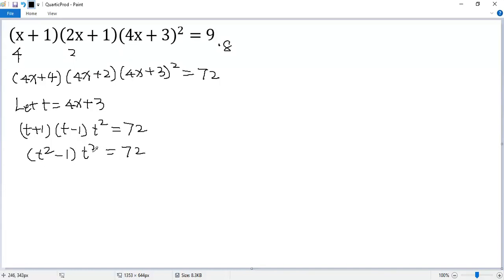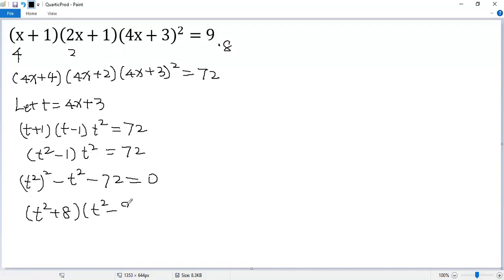So we get t to the power 4, but we still write it as t squared and then square, and then minus t squared minus 72 equals 0. We can view t squared as a single variable, then it is a quadratic equation. We know how to factor it. It is (t squared plus 8)(t squared minus 9) equals 0.